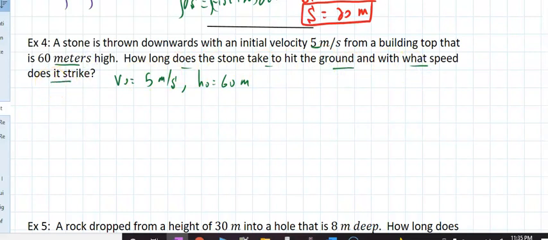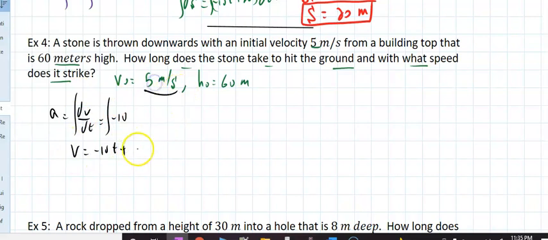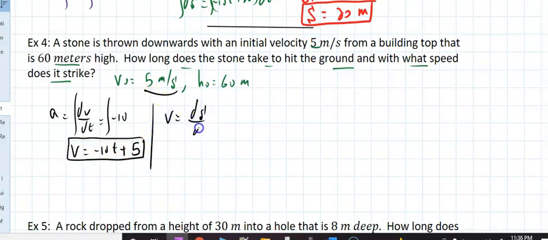Well, okay, let's start again. Find the equation first, then we elaborate. Acceleration is dv dt, and that is negative 10. If you integrate, you'll get the velocity to be negative 10t plus initial velocity. Instead of putting v sub 0 and solving, well, it's 5 right there. I got the velocity. And I know that the velocity is the change of s with respect to t.